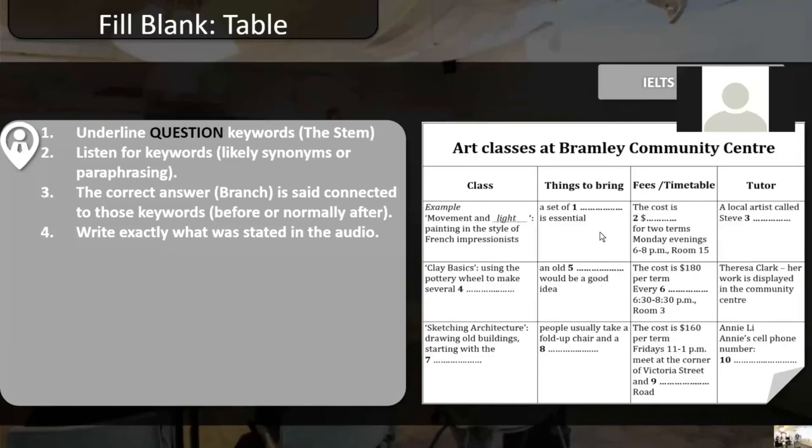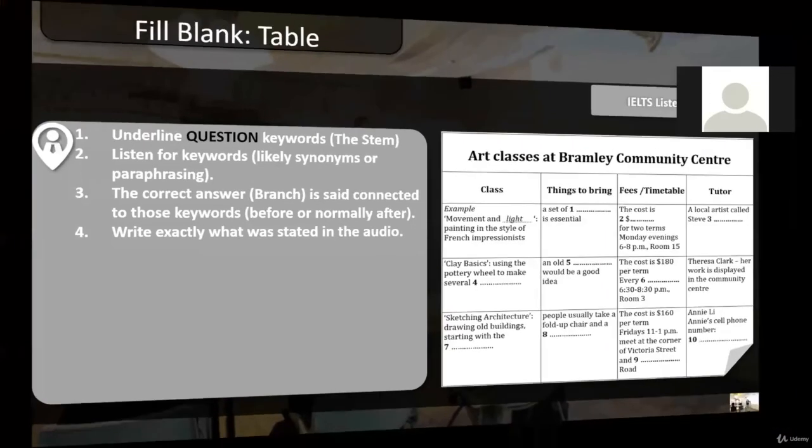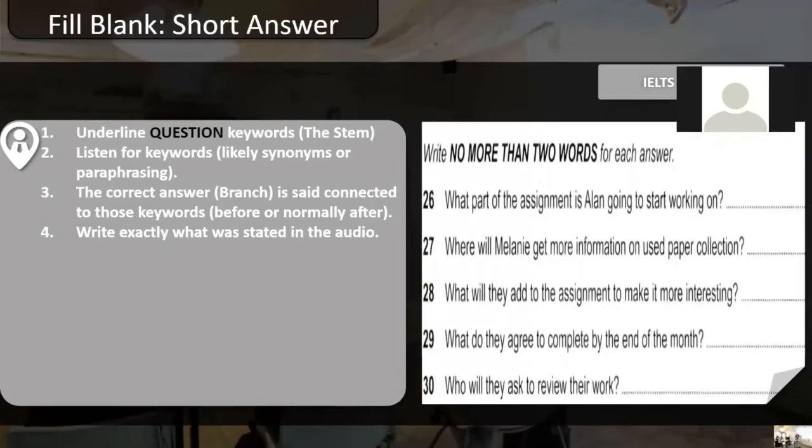So you can have a fill-the-blank question that is designed like a table. Then you can have a fill-the-blank question which is really a short answer type of question. With this type, in terms of short answer, it says write no more than 2 words for each answer. You're filling in the blank with the correct answer to the question. So again, these are all fill-the-blank questions, but they're just changing the format and the structure of what it looks like.